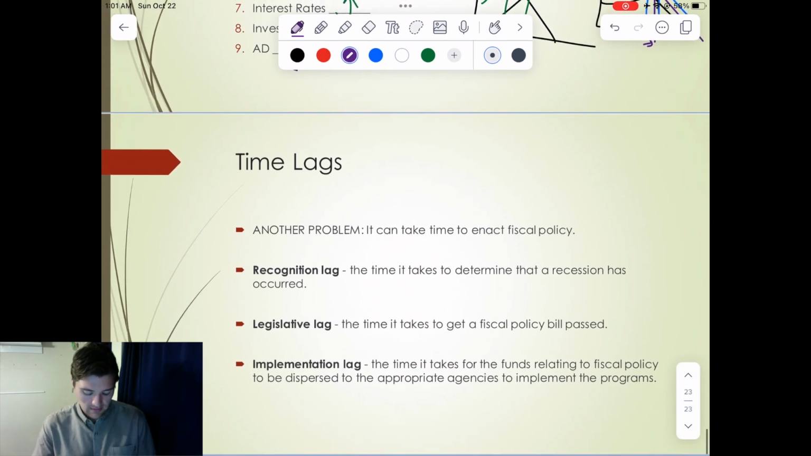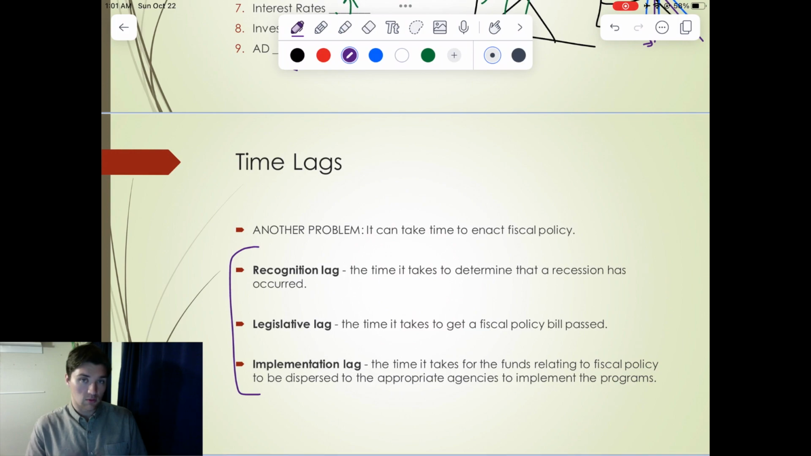Another issue is timing lags, right? It takes time in order to enact fiscal policy. Okay, so basically a recession could happen. It's going to take months before we even think about doing expansionary fiscal policy, let alone actually get it passed and then even get the money out into society. So it's going to take forever. So basically, that's what the three lags are.